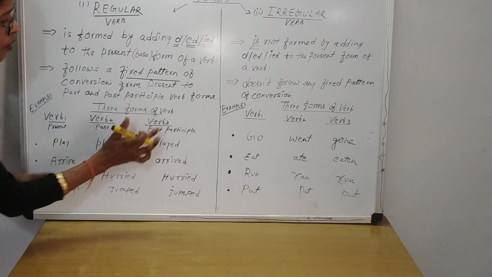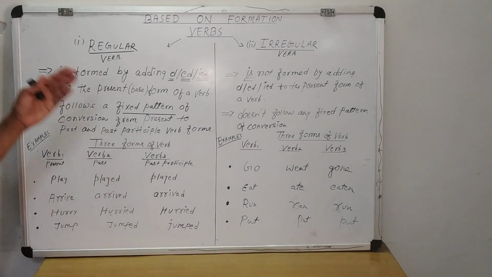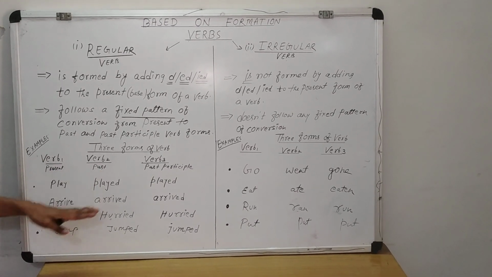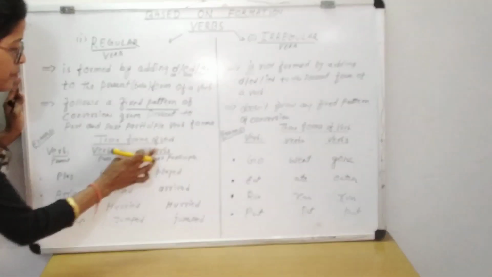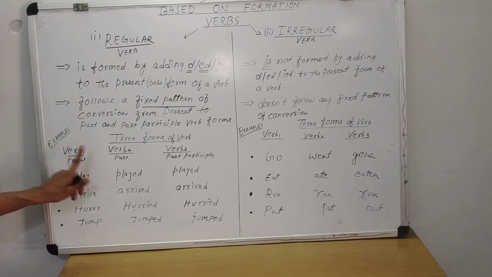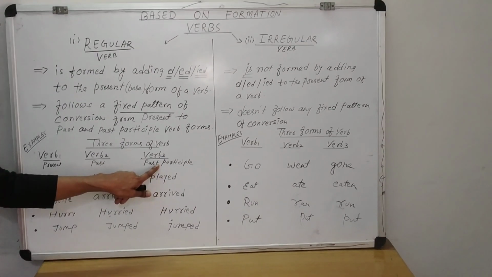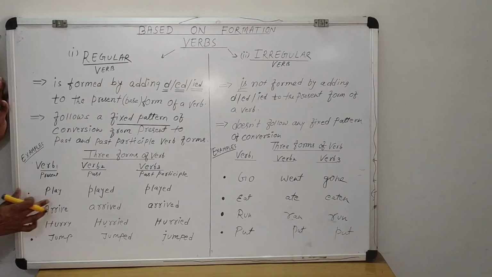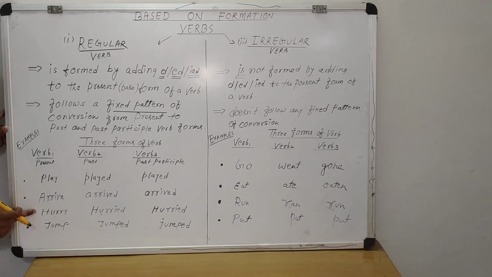Now, three forms of verb, as you are already aware, you have been doing since class 4. Now, I have divided here verb 1, verb 2 and verb 3. Fine. So, verb 1 is the base form, that is the present form. Verb 2 is the past form and verb 3 is the past participle, right? So, I have taken very simple words: play, arrive, hurry and jump.